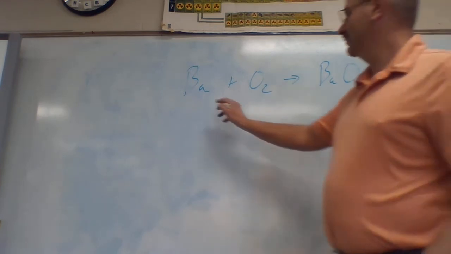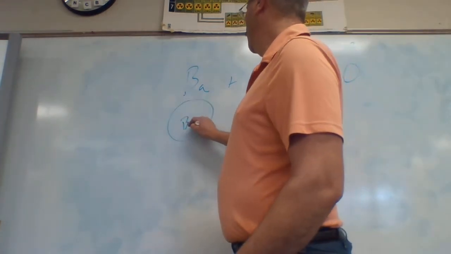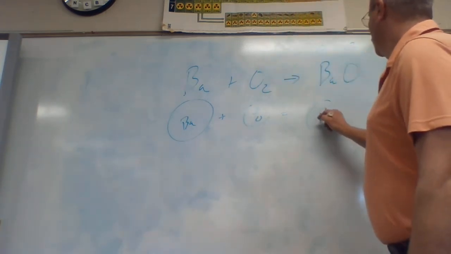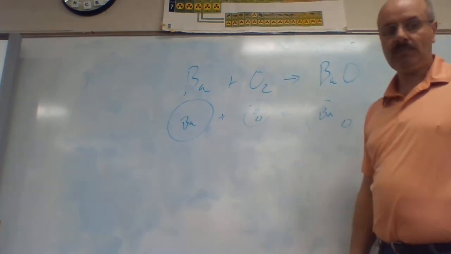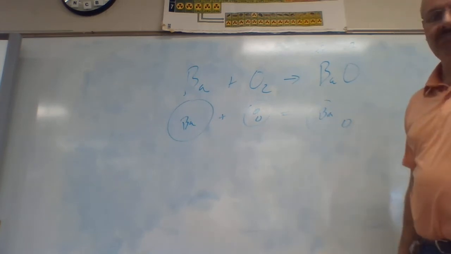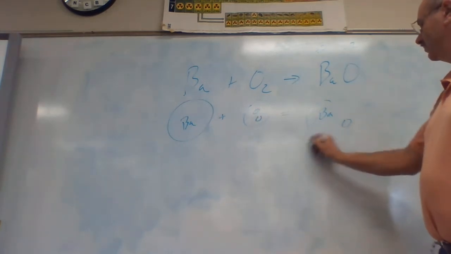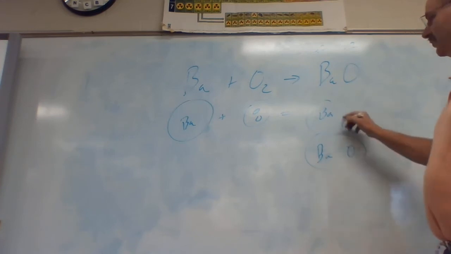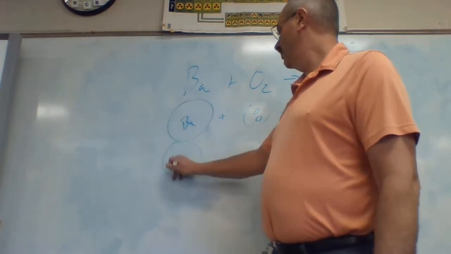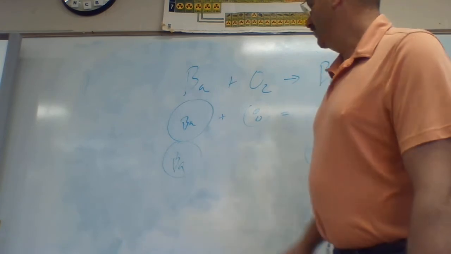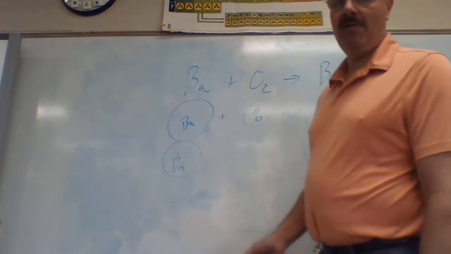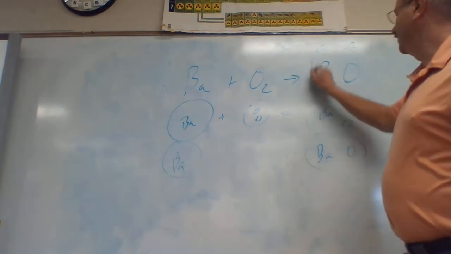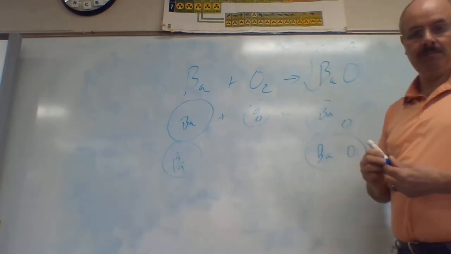Now I just got to do my circles. So I've got a Ba plus, I got 2 O's, that's equal to a Ba and an O. So I got 1 Ba and 1 Ba. Got 2 O's and 1 O. Oh, so I need another one of this guy. There's my 2 O's, but now I need another Ba. So that gives me my 2 Ba's and 2 Ba's. So now I put in my numbers. I got a 2, 1, and a 2. And there's my final answer.